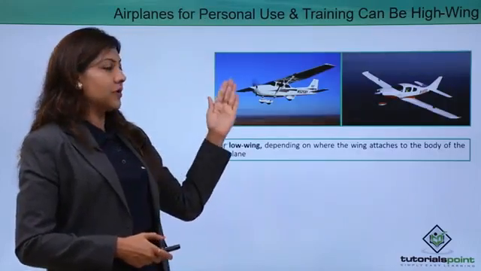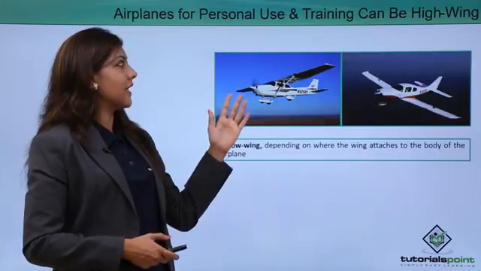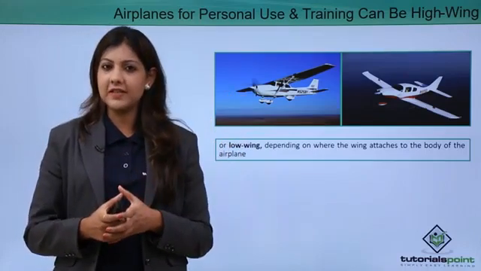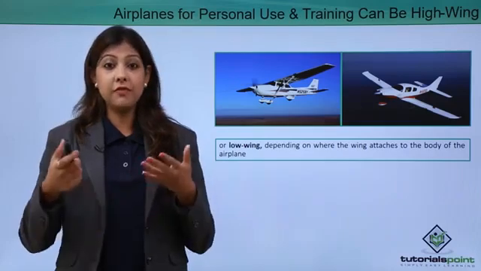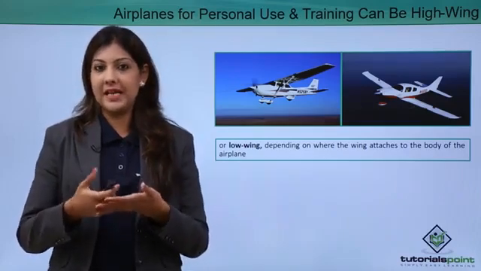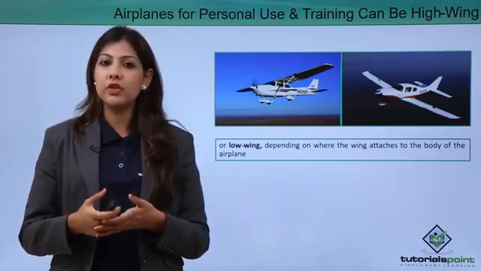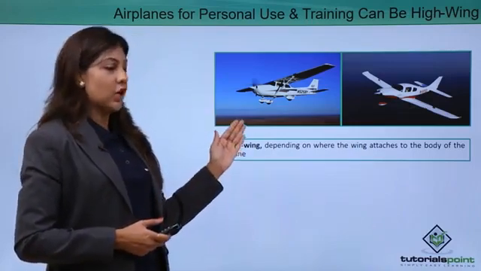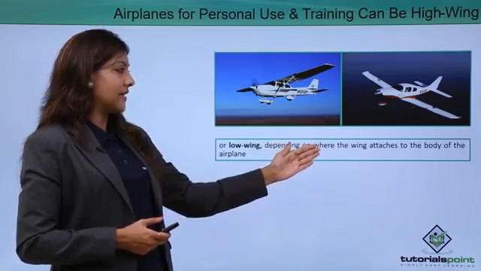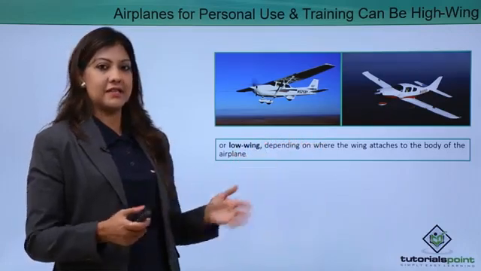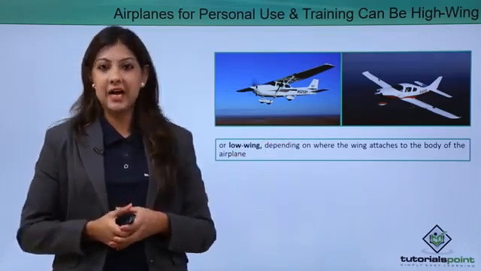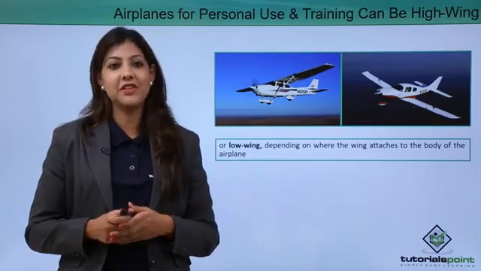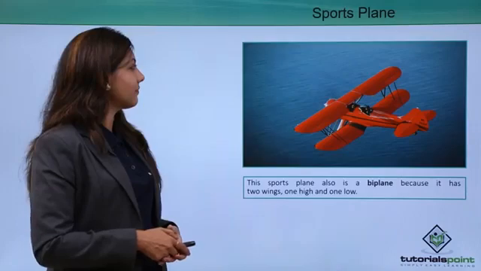Well, the airplane for personal use as well as training can be high wing or low wing. Some of the aircrafts have a high wing, which is above, and a low wing, which is on a lower platform. So it can be a high wing or a low wing depending on where the wing is attached to the body of the airplane. If it is attached towards the higher side, it is a high wing airplane. If it is attached towards the lower part of the fuselage of the aircraft, it is a low wing airplane.